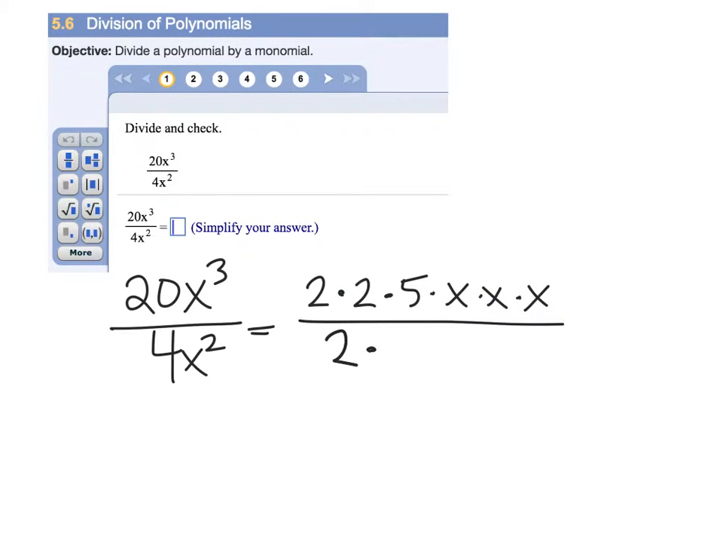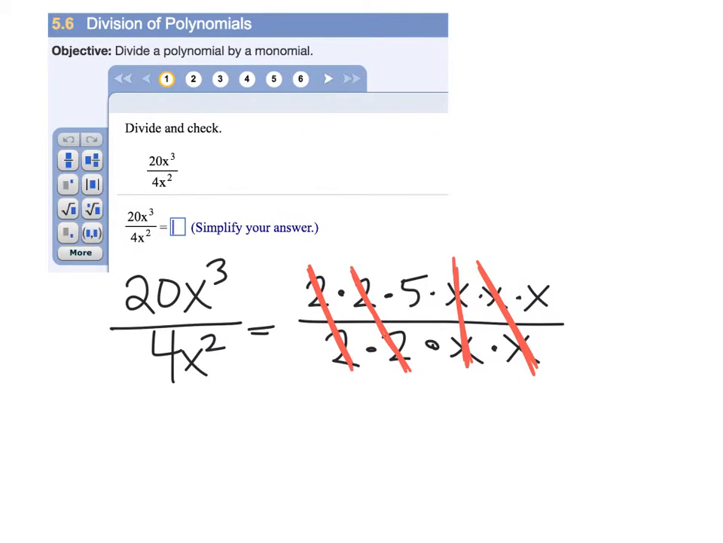Then the denominator is going to be 2 times 2 times x times x, all right? Because what's 4? It's 2 times 2. What's x squared? It's x times x. So there we go. All right, now 2 over 2, that's equal to 1. They cancel each other out. Another 2 over 2, that's 1. They cancel each other out. x over x, that's 1. They cancel each other out. Another x over x, that's 1. They cancel each other out.